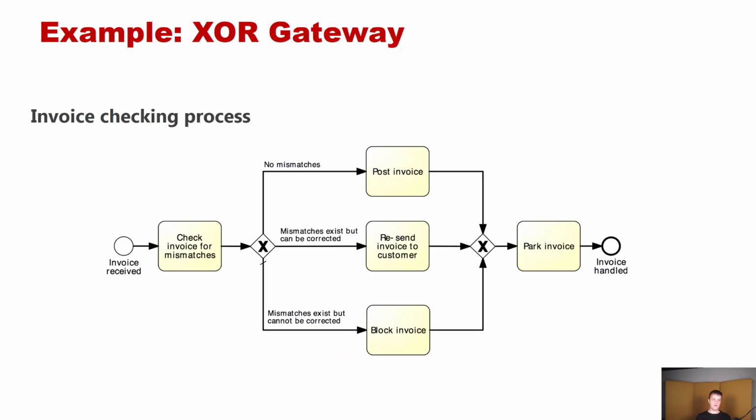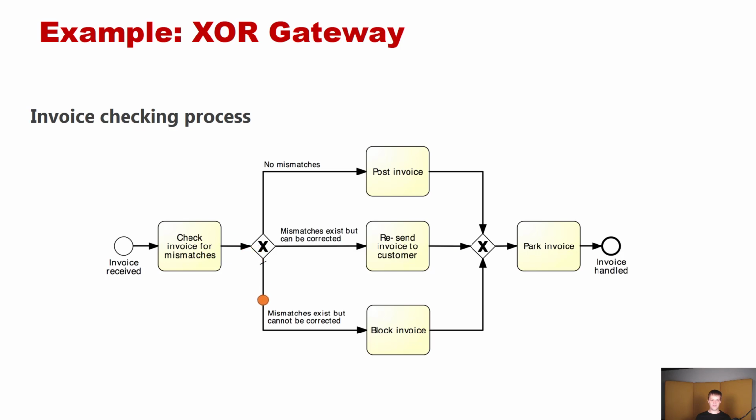For example, in an invoice checking process, first of all, we are going to check invoice for mismatches. After that, we reach a decision point, an XOR gateway. If we have no mismatches, then we are going to post the invoice and continue with the process flow. If there are mismatches, but those can be corrected, then we are going to resend the invoice to the customer and continue with the process flow.